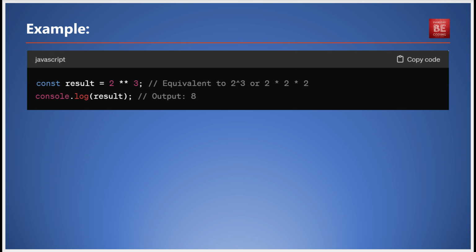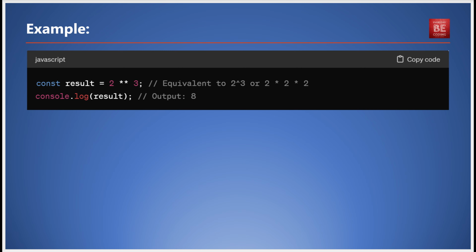For instance, let's consider the following code snippet. const result = 2 ** 3. This is equivalent to 2 raised to the power of 3, or 2 multiplied by itself 3 times. The output would be 8. As you can see, the code is quite straightforward and easy to understand, even for those who might not be familiar with JavaScript.